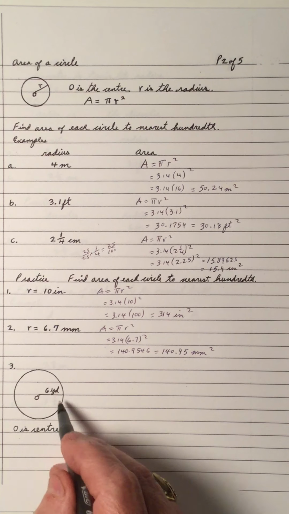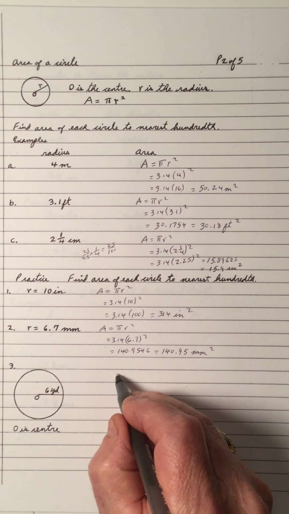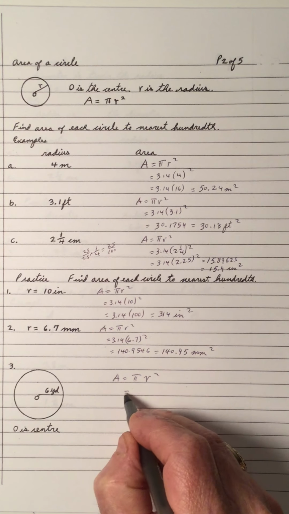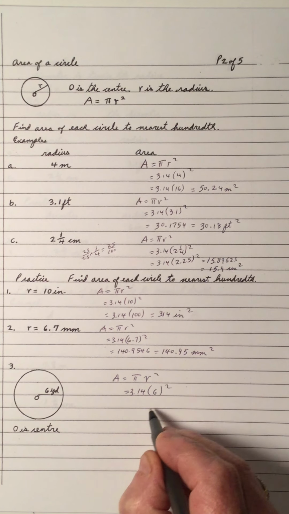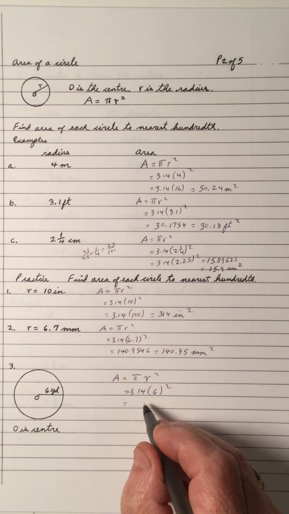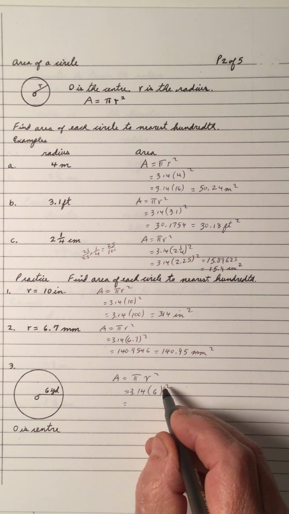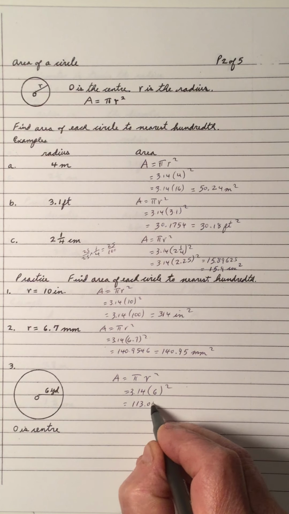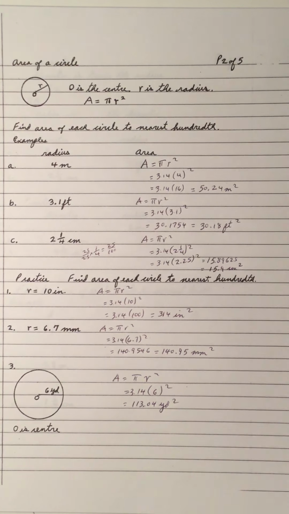Number 3, we have a circle, center O, and that's the radius of 6, so the area is pi r squared, so it's 3.14 with 6 being squared. And you use your calculator. 3.14 times 36, or 6 squared, gives you 113.04. And it's yards, so it's square yards. Let's continue.